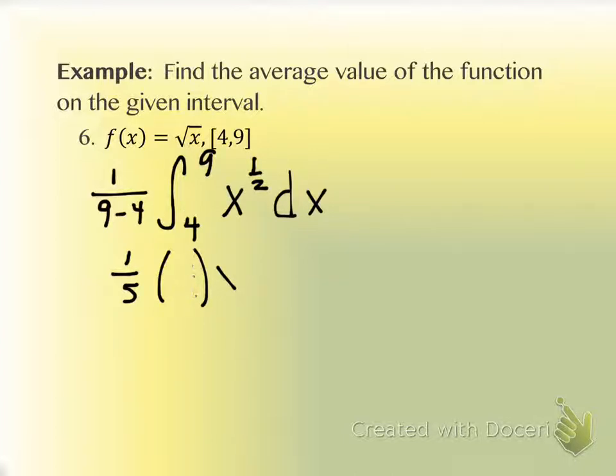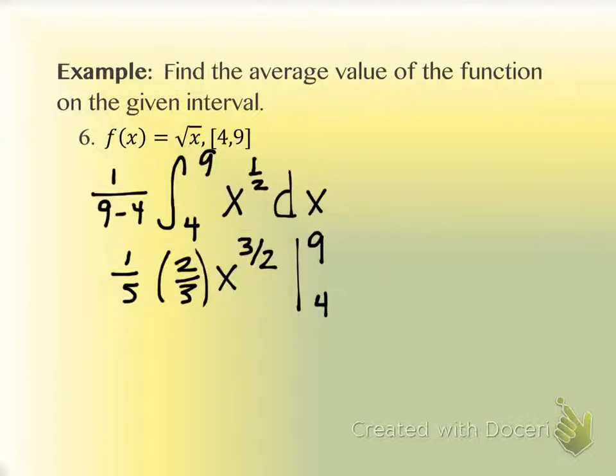No, you're right. So what's wrong with it? 2/3 is correct. We divide by 3/2 or multiply by 2/3. X to what power? 3/2. There's where our 3/2 will go. We don't need a plus c, right? We do need a vertical bar with a 9 and a 4.